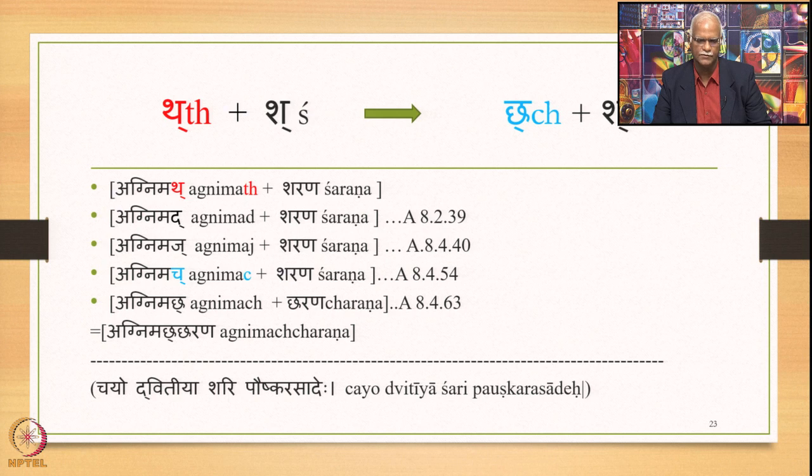Then you have tha followed by ś, and the substitution finally is ch followed by ś, although there is no direct such substitution. So agnimath plus śaraṇa. Here we have the example of a compound where tha is substituted by d first, then d is substituted by j by 8.4.40, then j by c, and also ś by ch by the sutra 8.4.63. And when this ś is substituted by ch, even this ch gets substituted by chh by the vārttika, 'chayo dvitīyaḥ śari pauṣkarasādeḥ'. So we have agnimaccharaṇa as the resultant form.